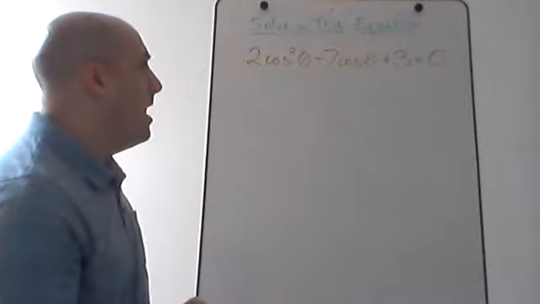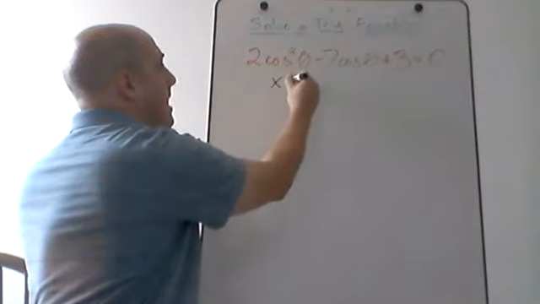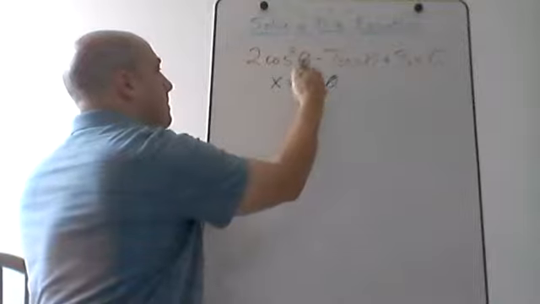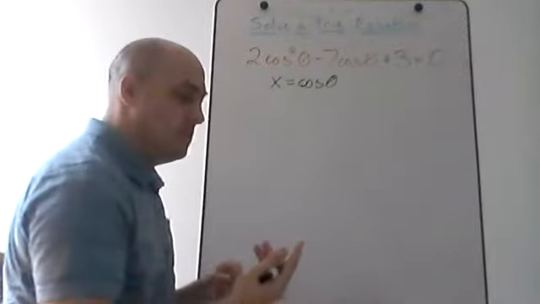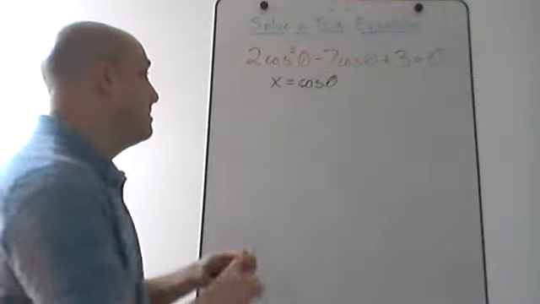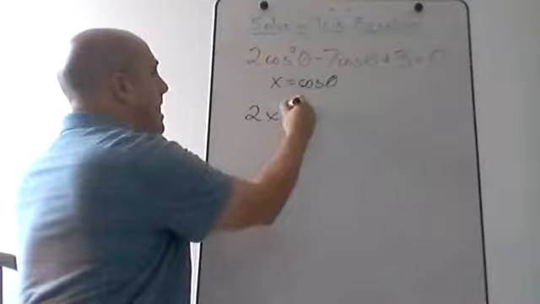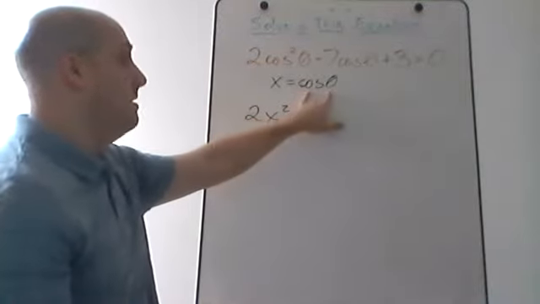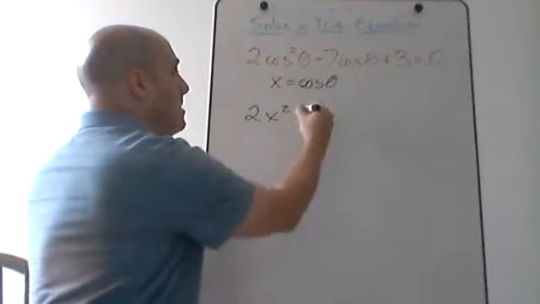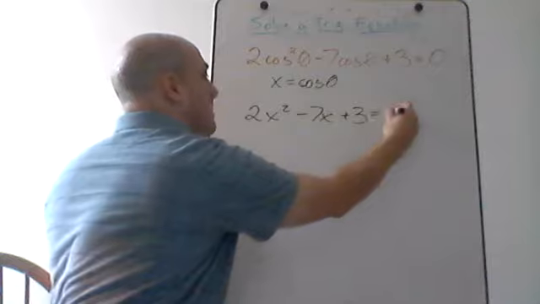And it may help to do a substitution of variables here. So let me say that x is equal to cosine of theta. I'm going to make a substitution of variables here. Instead of cosine theta, I'm just going to replace that with x. So where I have 2 cosine squared of theta, that's going to be 2x squared, because cosine squared of theta, that's this thing squared, so that's x squared. The minus 7 cosine theta, that's going to be minus 7x. And then plus 3 equals 0.